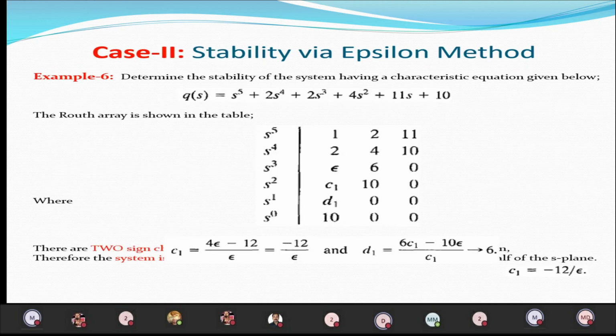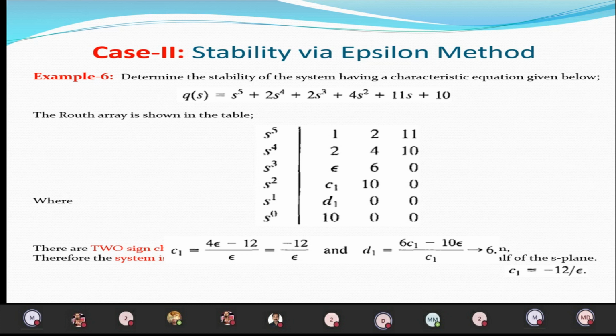Okay, so here you can see we have s power 5 plus s power 4 plus 2 s power 3 plus 4 s power 2 plus 11 s plus 10 is equal to 0. So if you are constructing the Routh array, you will get s power 3 row, one element becomes zero. Therefore, whenever in that particular row one element becomes zero, always replace that with epsilon. Okay, so replace that with epsilon.